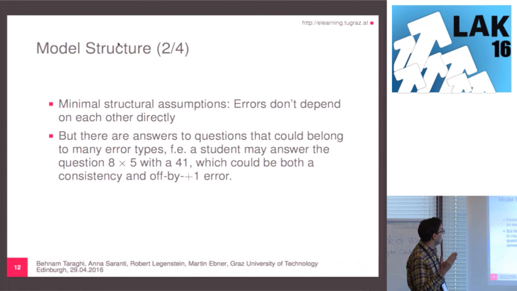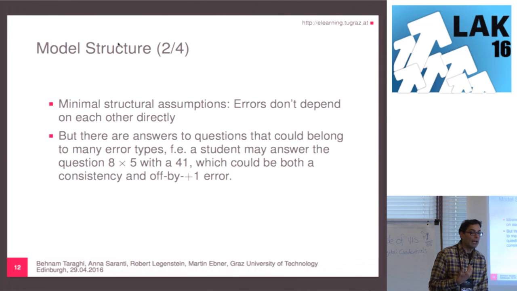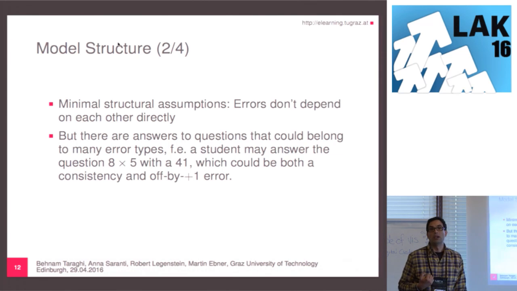As an example, if a child answers 41 to the question 8 times 5, okay, per definition of error types, it could be a consistency error or an off by 1 error, okay? But for a specific student that answers 41, the question is which one is the reason for this incorrect answer, and if both somehow are the reasons, which one is the more dominant, okay? And this is something that we have to learn while we train our model.